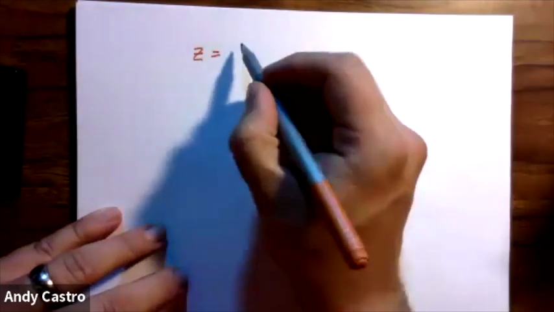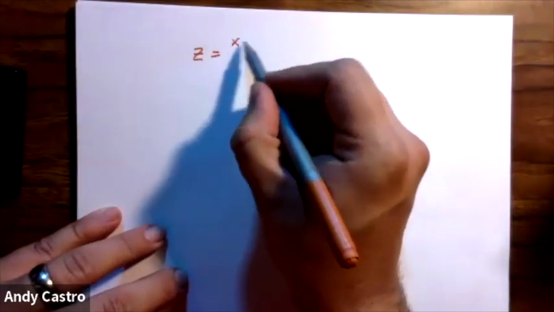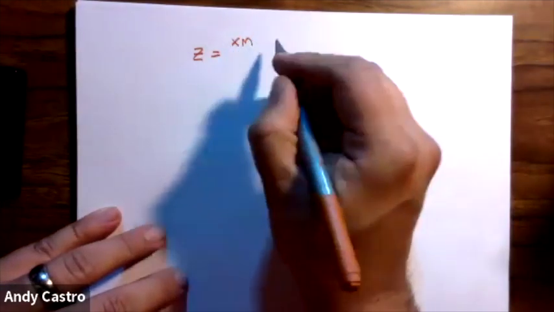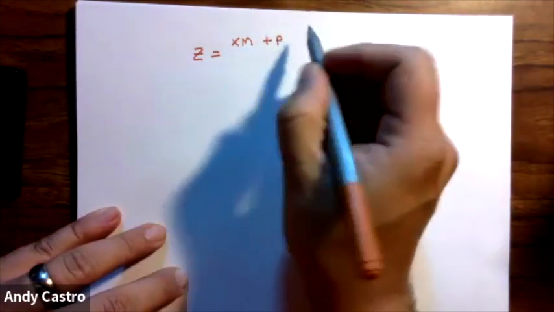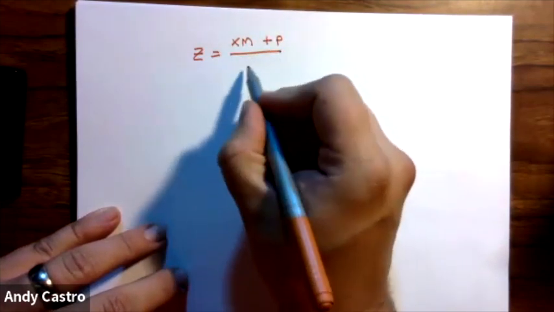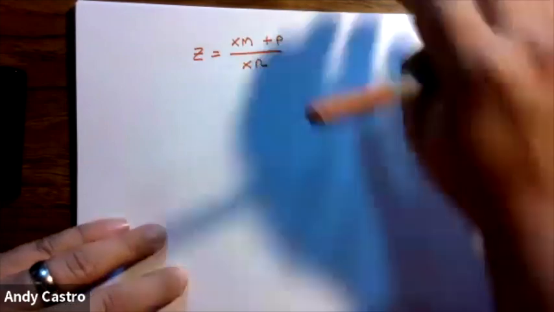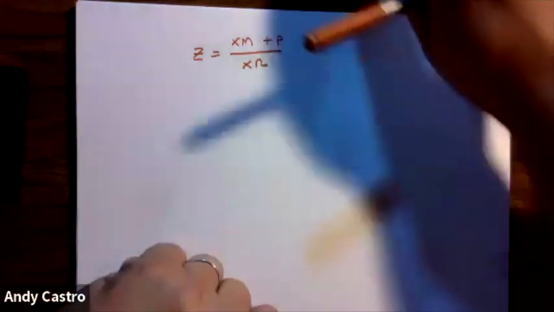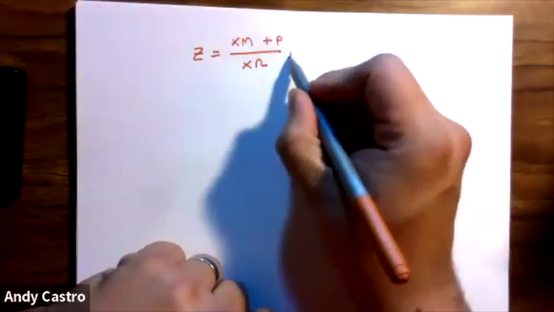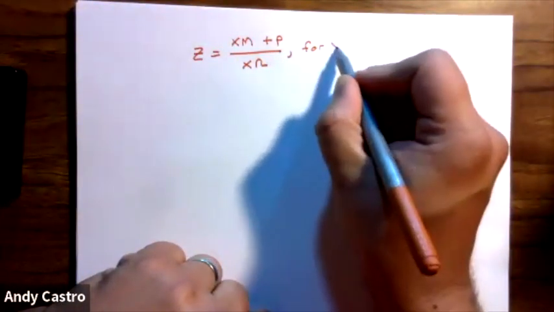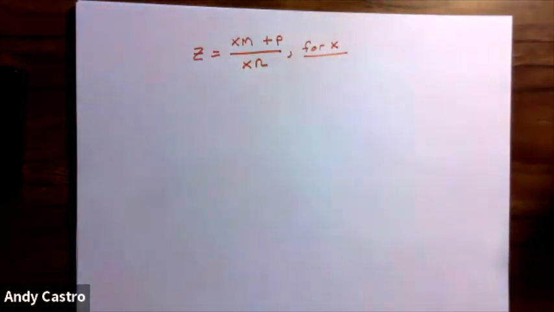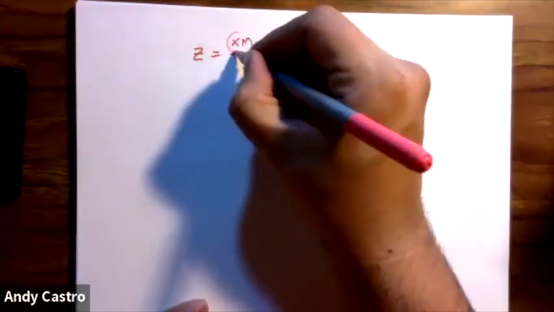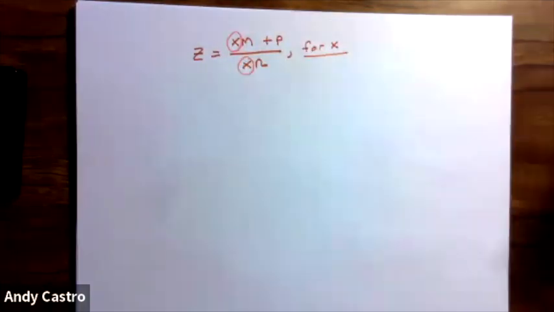All right, let's do one like this. We have z is equal to x times m plus p, all divided by x n. We're going to solve this one for x. Now notice that we have x on the top and bottom, so this might be a little interesting.